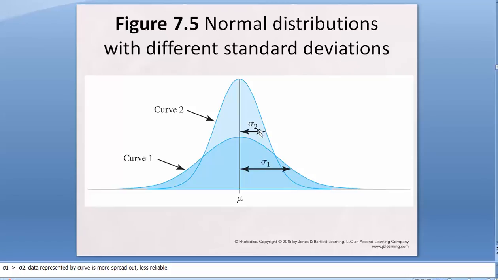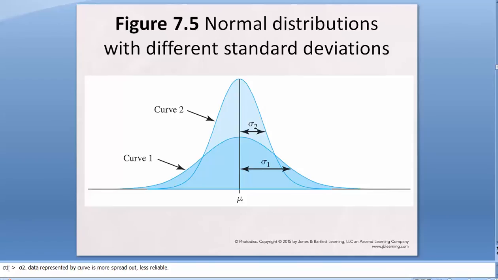So what it is telling me is that the normal random variable represented by curve 1 is more spread out than the other one, which means this curve 1 data is less reliable, because there is a chance that it can move away from the center much more. So if you have a larger sigma, that data is not as reliable as a data set which has a smaller sigma. So that's what I have mentioned in here.